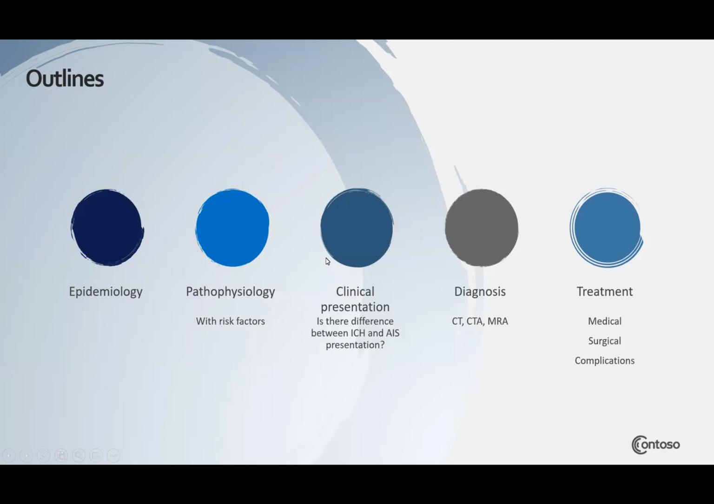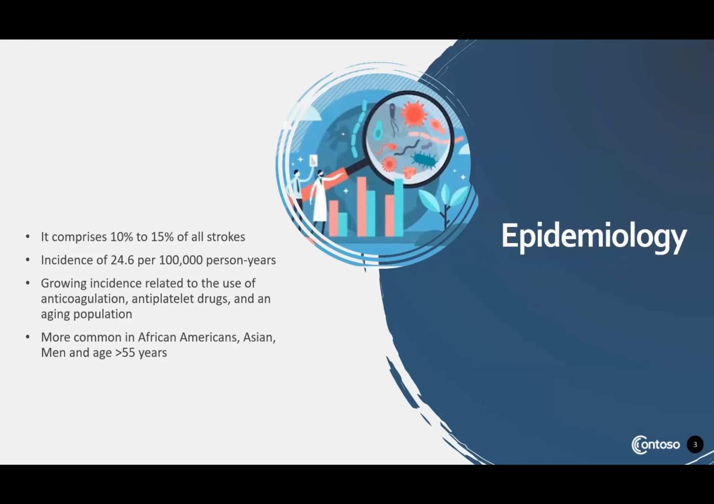These are the outlines, and we will go right now to the epidemiology. As we mentioned in the last lecture, 85% of strokes are ischemic and 10 to 15% are hemorrhagic stroke or ICH. The incidence of ICH is 24.6 per 100,000 persons per year, and the incidence is growing over the globe because it's related either to anticoagulation, antiplatelet use, or the aging population.